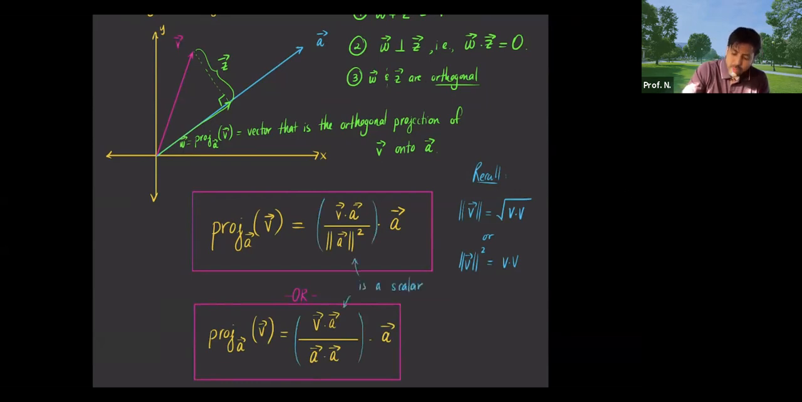It's not a vector. Why isn't this a vector? It's because this is the dot product, which gives you a real number. And this is the norm squared, which is also a dot product, which gives you a number. So this is a number divided by a number. So this is a scalar.